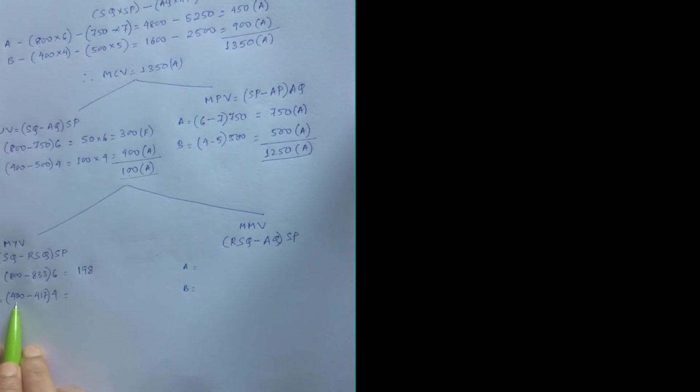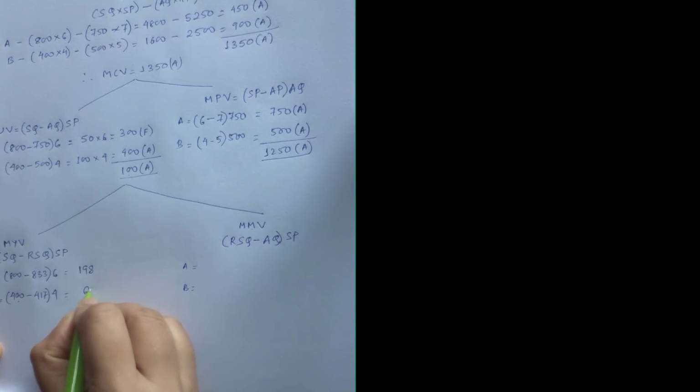Now here again for B, 400 quantity you were supposed to use, but how much did you use extra? 17, right? You used 417. So 17 is extra, that means again you have used more than the standard. So 17 is again a loss. So 17 into 4, here we'll get 68.